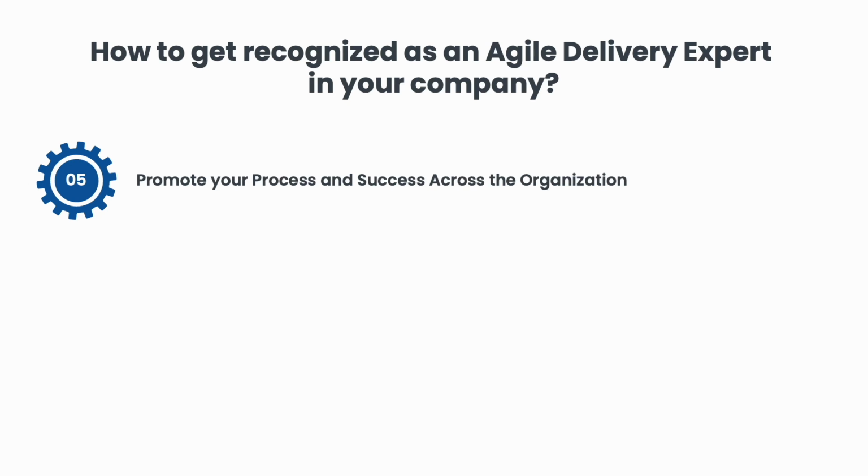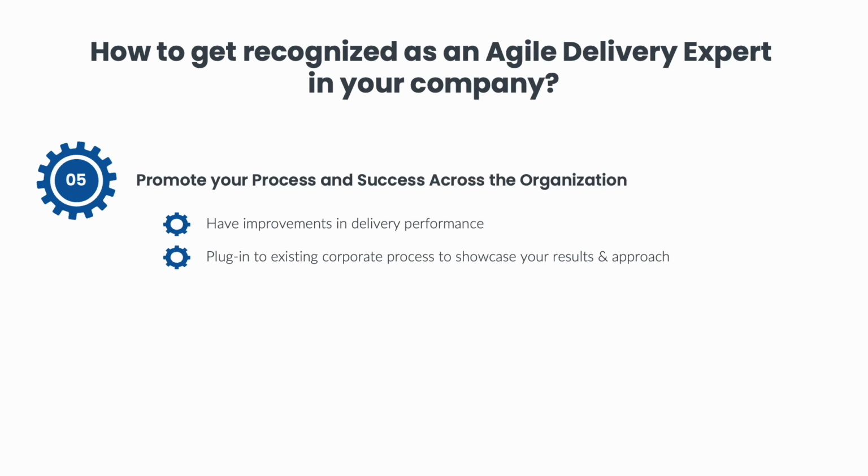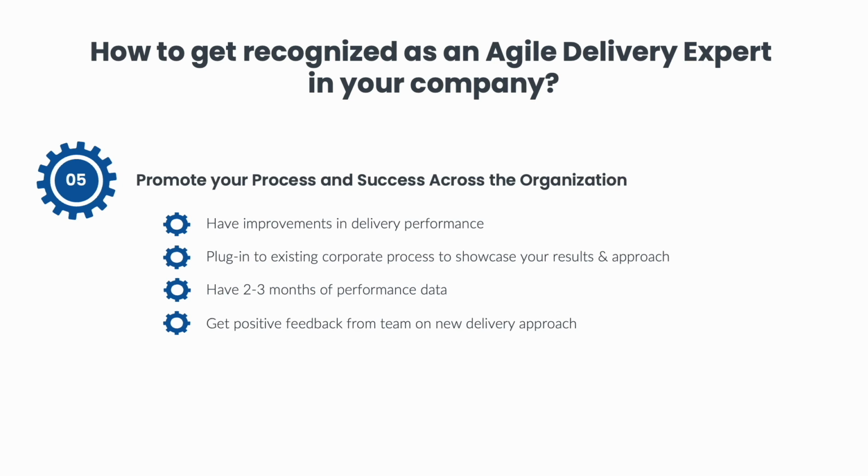Fifth, after you start seeing improvements in delivery performance from your team, you need to promote your process and success across the organization. A good approach to do this is to plug into an existing corporate process where you can showcase your results and approach. First, you want to make sure you have 2 or 3 months of performance data that shows improvements over the base metrics before your new delivery implementation. You also want to get positive feedback on the new delivery process from team members of your own team. Capture this feedback as positive testimonials.